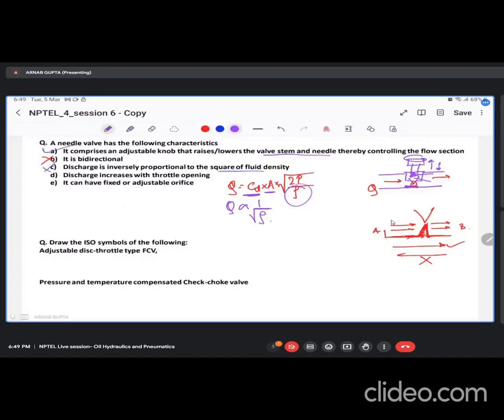This was correct. Discharge increases with throttle opening. Yes. As the opening is increased, your discharge will increase. It can have fixed or adjustable orifice. Yes. So if you look at the symbol, this is for the fixed orifice type. This is for the adjustable orifice type.